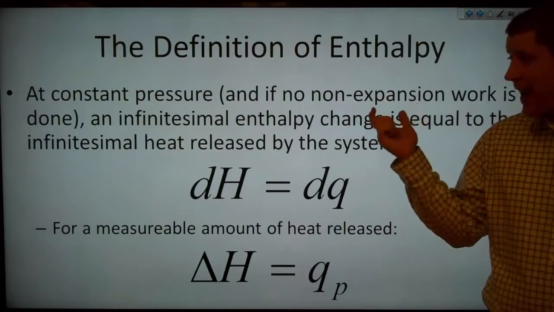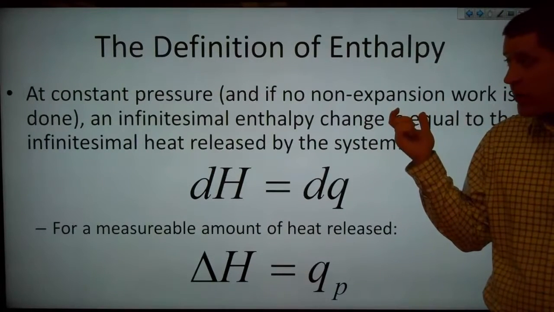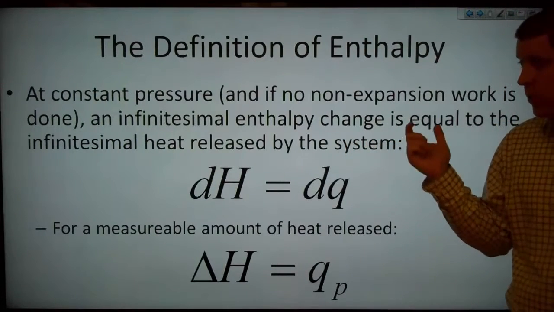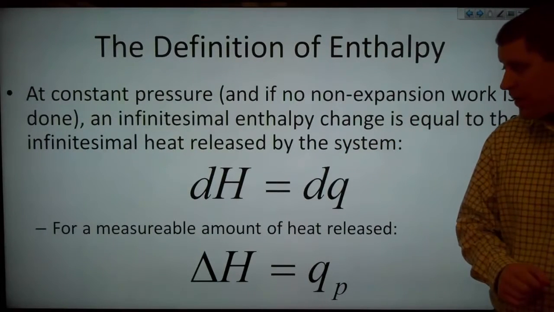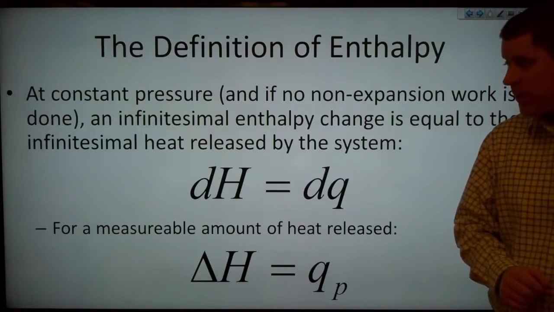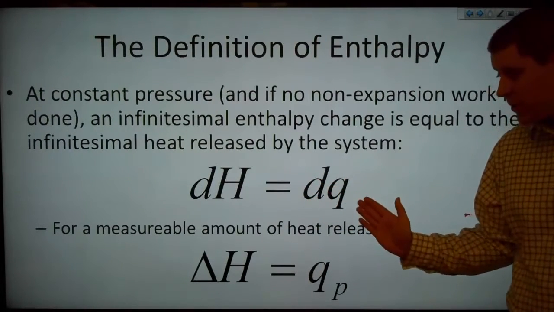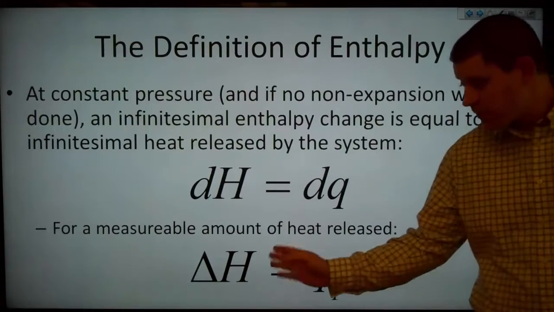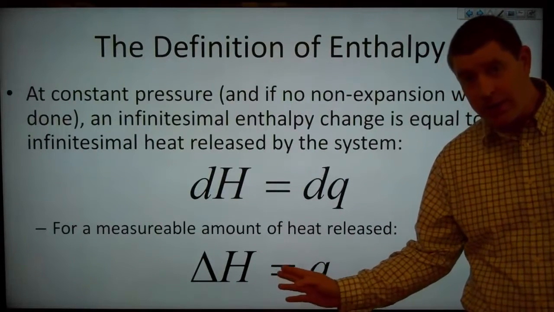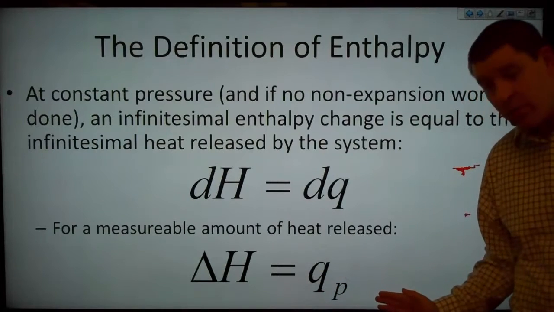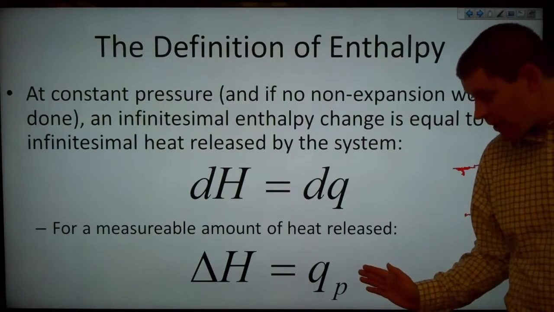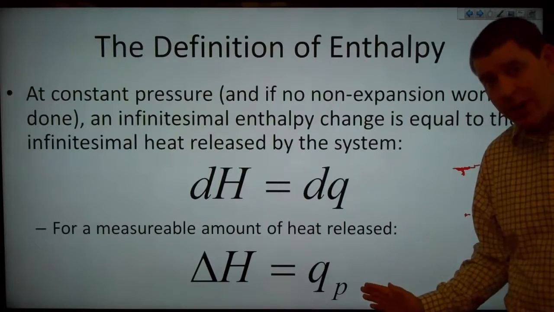At constant pressure, and if no non-expansion work is done, then an infinitesimal enthalpy change is equal to an infinitesimal heat released by the system. So dH is equal to dq. For a measurable amount of heat released, the enthalpy change, delta H, is equal to q sub P. Now q sub P is the heat released at constant pressure.